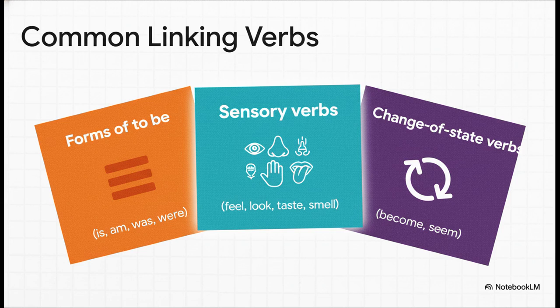You've got your basic forms of to be, like is, am, was, were, but look at that group in the middle, sensory verbs. Feel, look, taste, smell, sound. This right here is where almost all the confusion happens, because sometimes these words can be action verbs too.